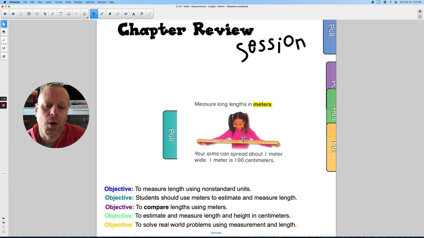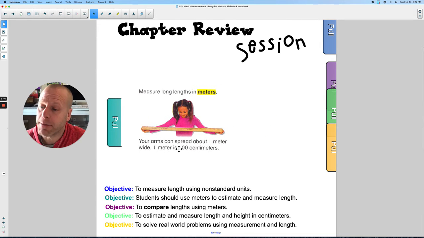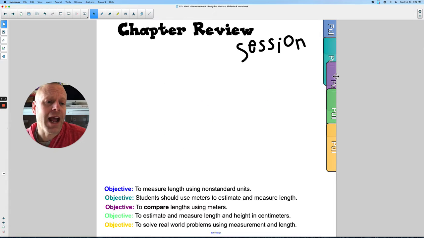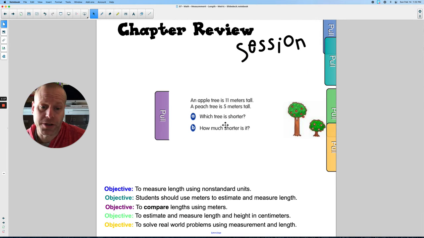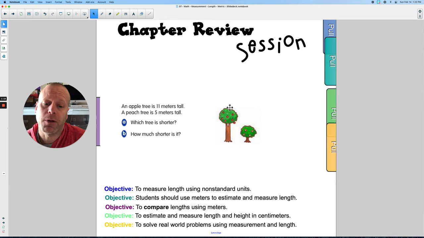When you start with standard measurement, they're going to talk about meters and they're going to talk about centimeters, right? Remember, meters are quite large, centimeters are smaller. They're going to ask you to compare some of those measures. So here we have an apple tree that is 11 meters. We have a peach tree that's only 5.